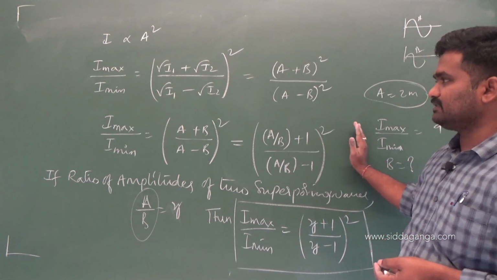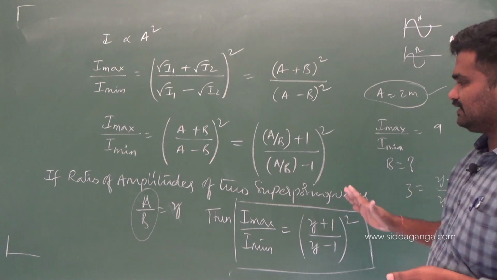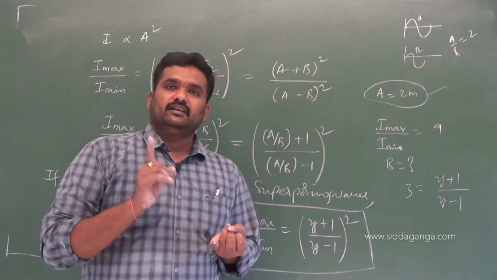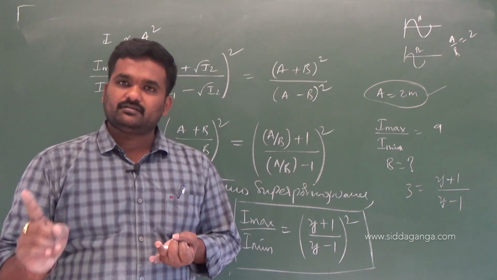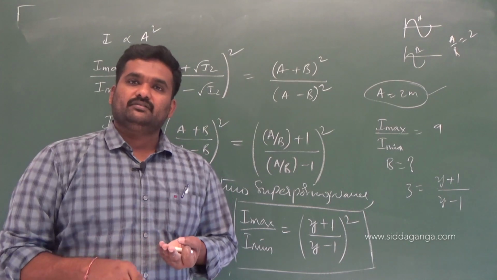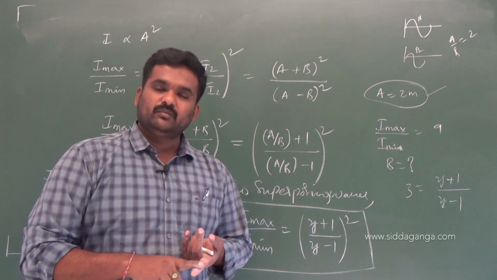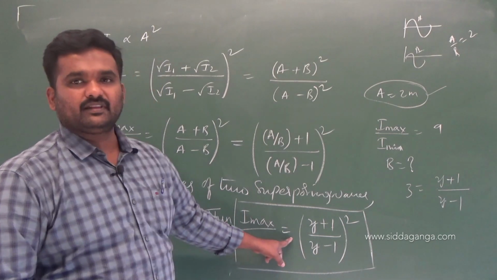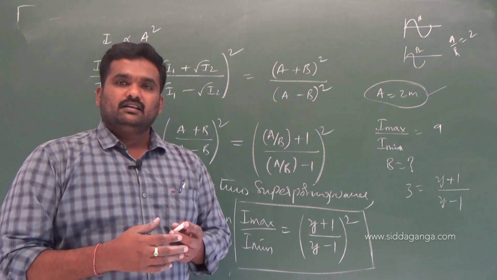I have given all the examples there. There is a use for writing all these equations and solving them: maximum to minimum intensity ratio in terms of individual intensities, that is one thing. Maximum to minimum intensities in terms of individual amplitudes, that is one thing. Maximum to minimum intensities ratio in terms of ratio of intensities of two superposing waves, one thing. Maximum to minimum intensities in terms of ratio of amplitudes of the two superposing waves, this one. These are four equations.